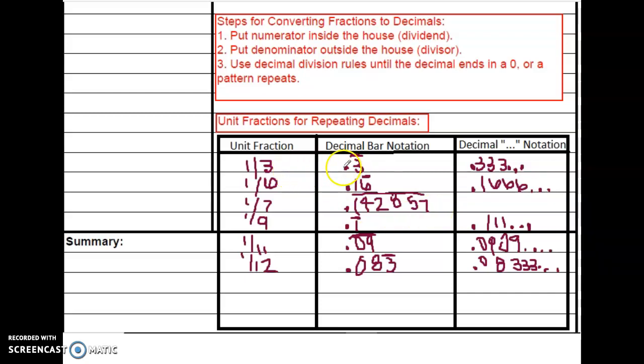So 1/3 is going to give us a 0.3 repeating, and notice how the bar is over the 3, or I can write it as 0.333 ... So normally we'll show the pattern 3 times and then write the ... For the next one, the only thing that repeats is the 6. That's why the bar is only over the 6. So I'm going to write the 1 and then the bar is only over the 6 because that's the repeated pattern, is the 6.